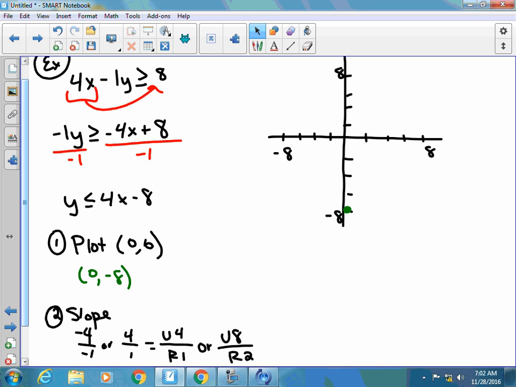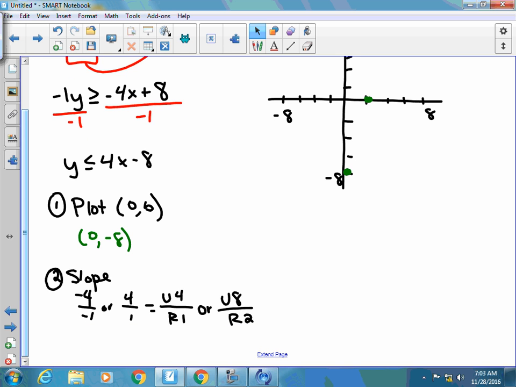I'm going to go with the up 8, right 2, just because my tick marks are going by 2's. So I'm going to go up 8 and right 2, up 8, right 2. Okay, that's just a quick trick on how to graph when your tick marks are not necessarily by 1's. Make it so both numbers, when you're doing your slope, are by intervals of what your tick marks are.